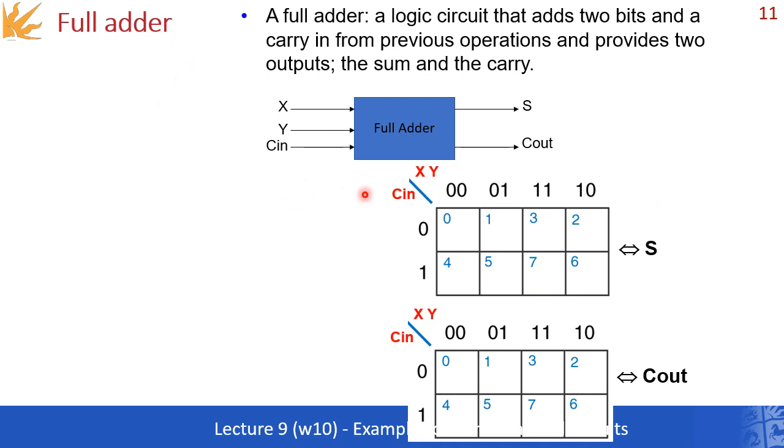But of course, we are not done yet. We need a full adder. Now, what is a full adder? A full adder is a circuit that takes into consideration, apart from x and y, the carry in from a previous full adder. To be more rigorous, the definition is here. A full adder is a logic circuit that adds 2 bits and the carry in from a previous operation and provides 2 outputs, the sum and the carry out.